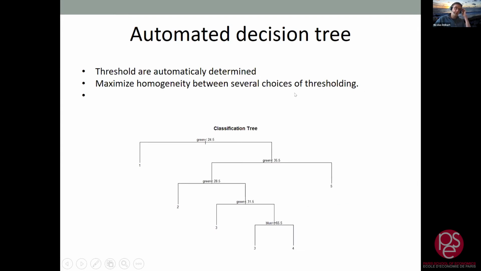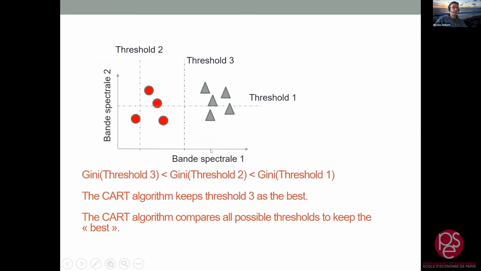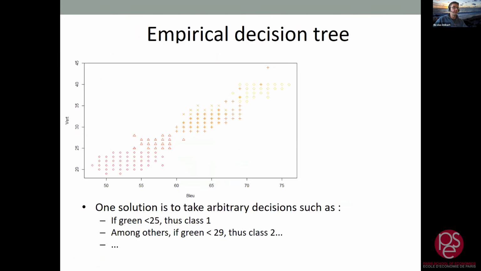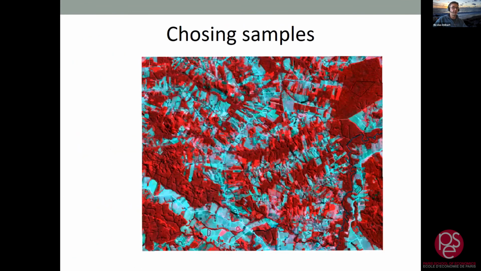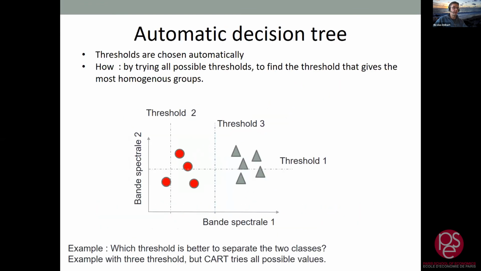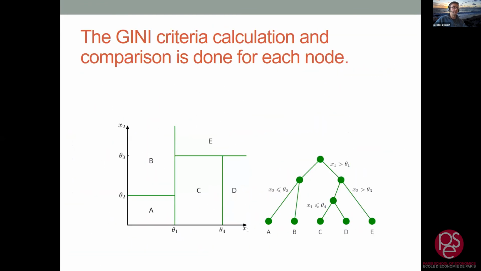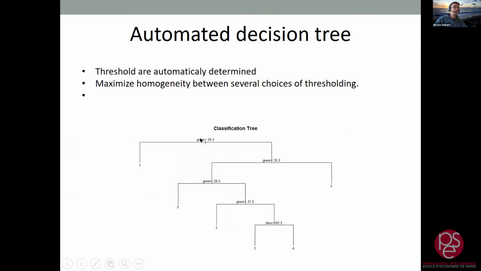So here I come back to the remote sensing image as before, based on these samples. This is the decision tree that has been determined automatically by the CART algorithm. It uses the green channel and the blue channel to make the decision and to provide a class for each of the classes.